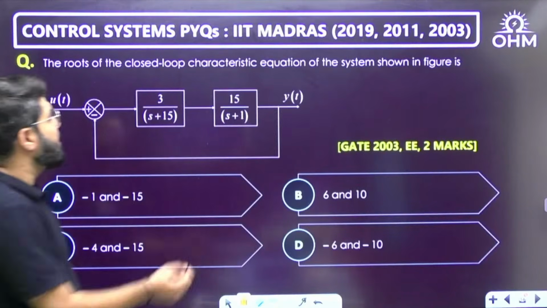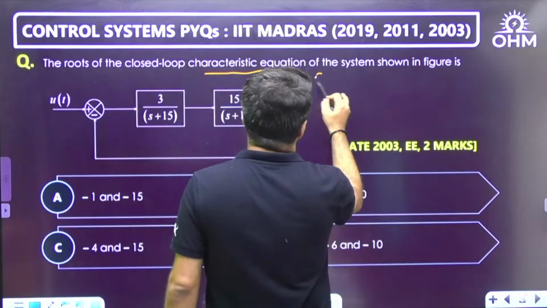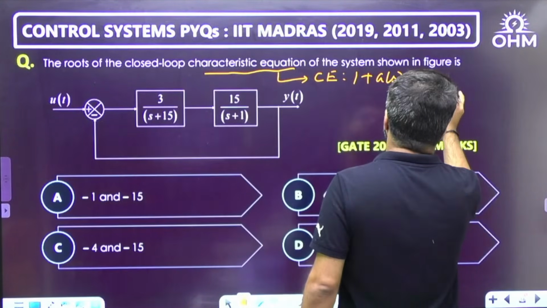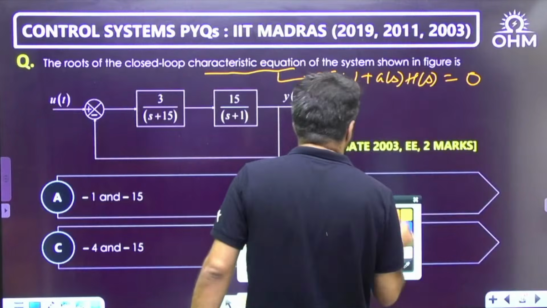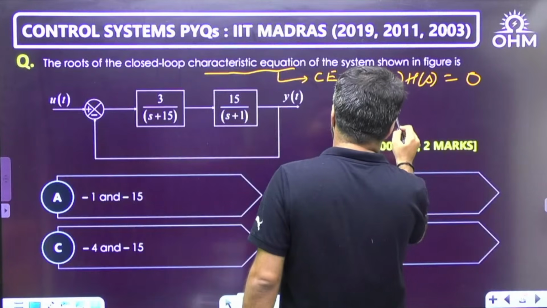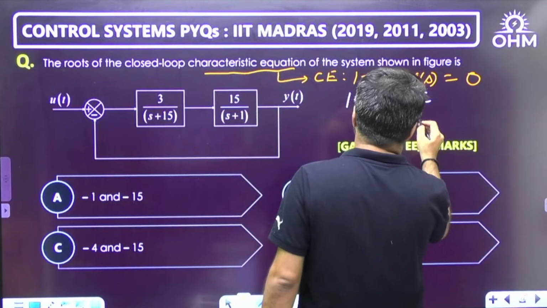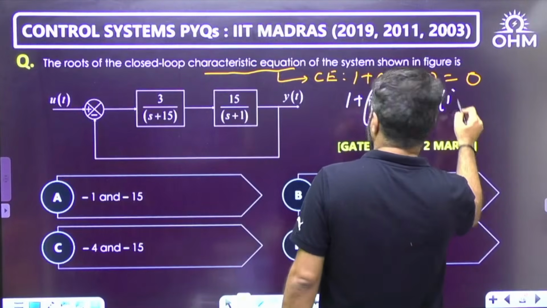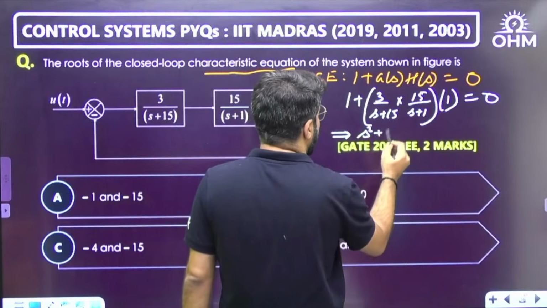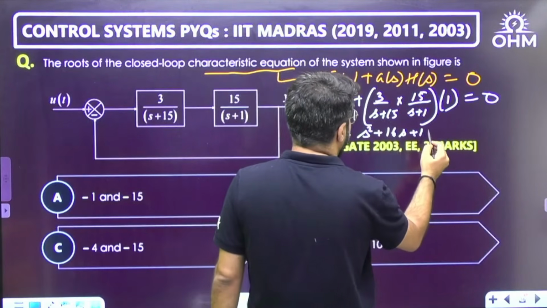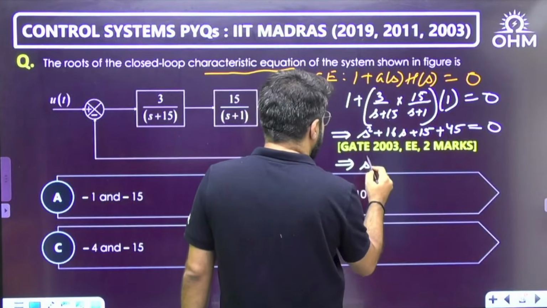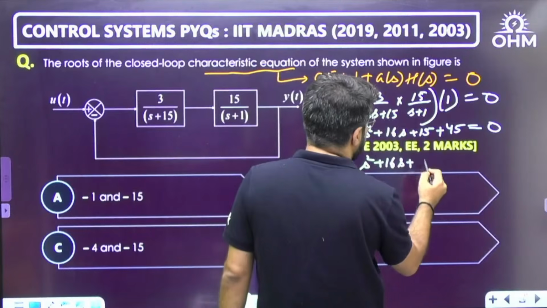So basically, what is the characteristic equation that you normally write for any system? It is nothing but 1 plus GSHS equal to 0. What is the GS? 3 upon S plus 15 in cascade with 15 upon S plus 1. HS is unity, unity feedback is given. So S plus 1, S plus 15, if I multiply, I'll get S square plus 16S plus 15 plus 45, equal to 0. So what I am getting is S square plus 16S plus 60.